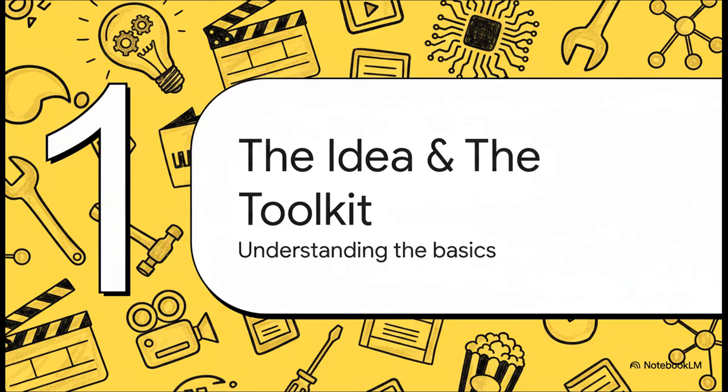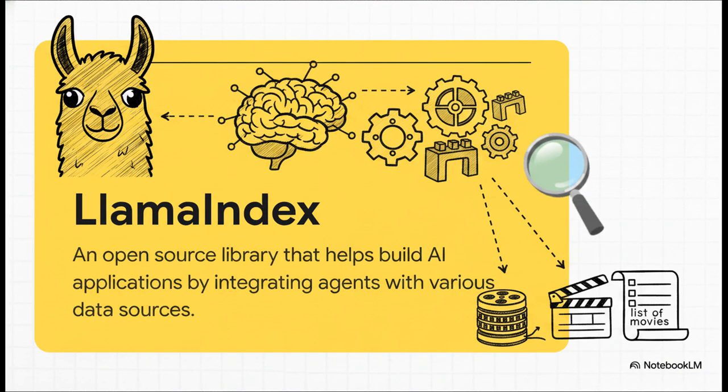All right, so every great project starts with two things: a solid idea and the right set of tools. So first up, let's get our virtual workbench all set up and ready to go. Now, the star of the show for us today is this fantastic open source library called Llama Index. And really, the best way to think about it is like an AI construction kit. It gives us all the pre-built parts we need to connect an AI brain to our own specific data, which in our case is going to be a list of movies.